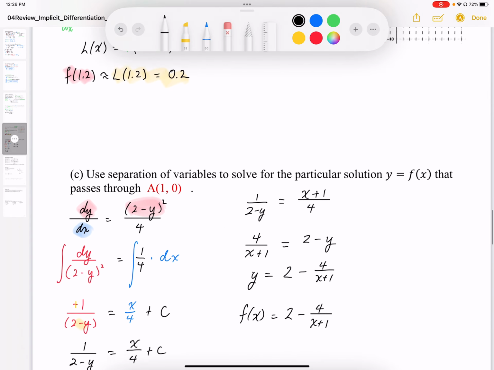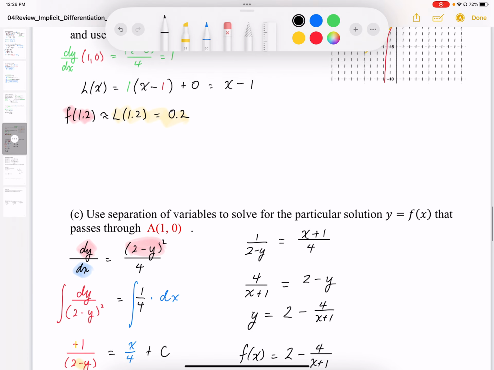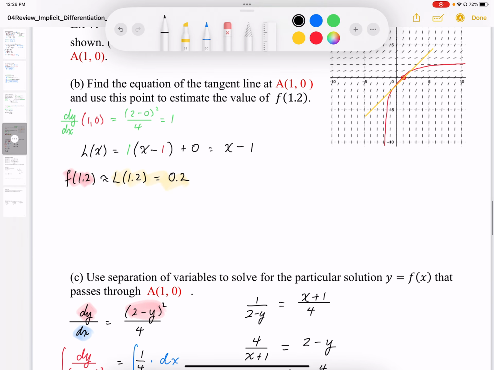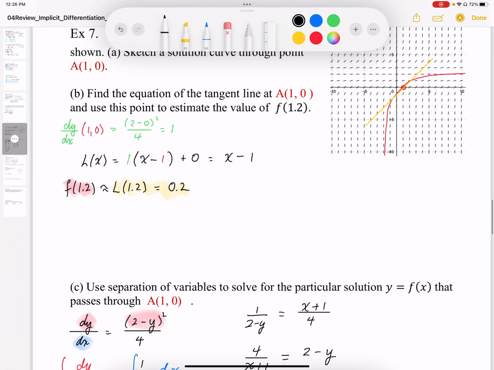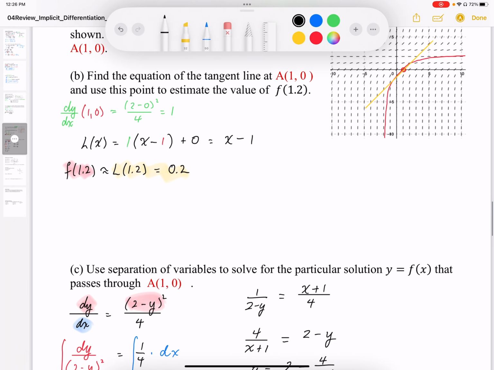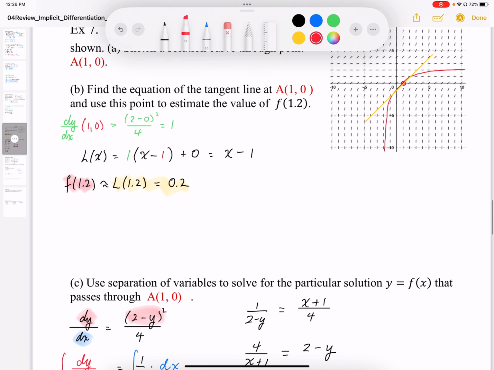So the solution curve which I sketched here is this rational function. It looks like it has a vertical asymptote at -1, and it has a horizontal asymptote at 2, so it looks like that is one half of the rational function that would describe that function. So this is that red line that I drew originally when I was estimating the solution by sketching through the slope field.